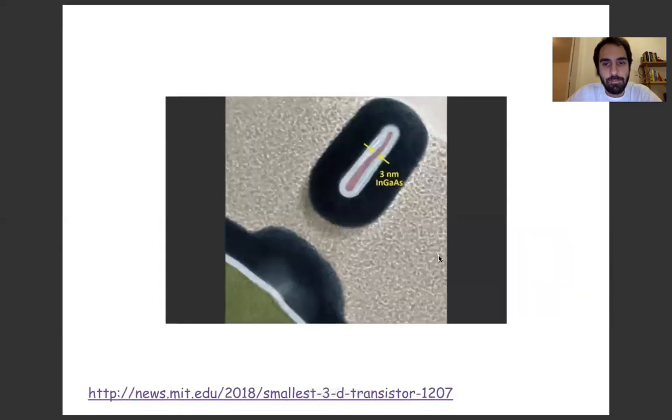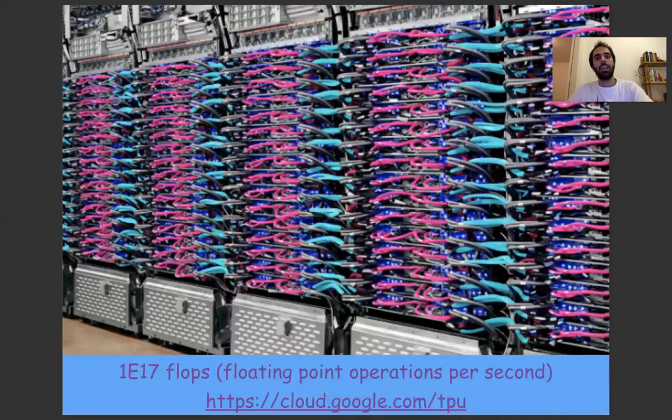So this is a relatively recent image of what appears to be the smallest transistor ever made. I don't know if this is still the record. If somebody knows, please let me know. So it's 3 nanometers is the scale here. I mean, it's incredibly small, right? And the more you can have, the more you can do, okay? This is an example of a modern supercomputer. This is from Google, right? And I just want to end the class, okay?